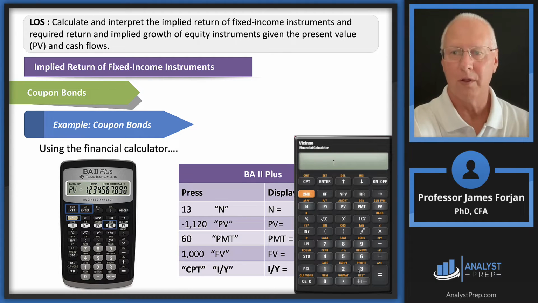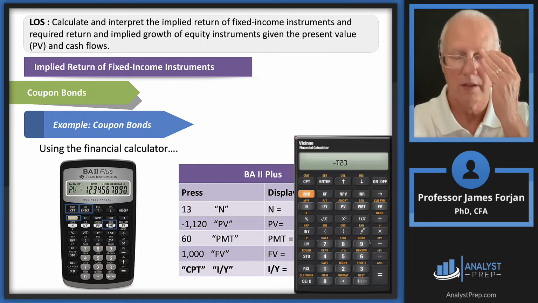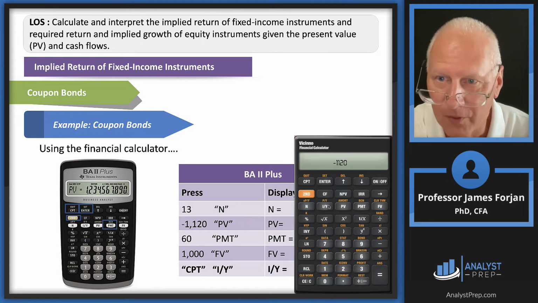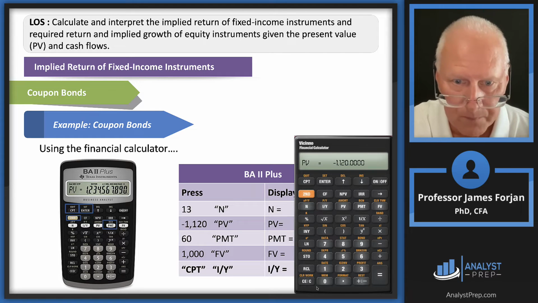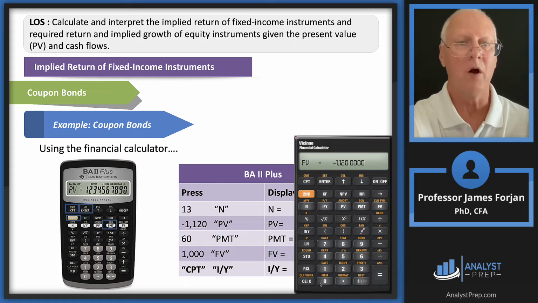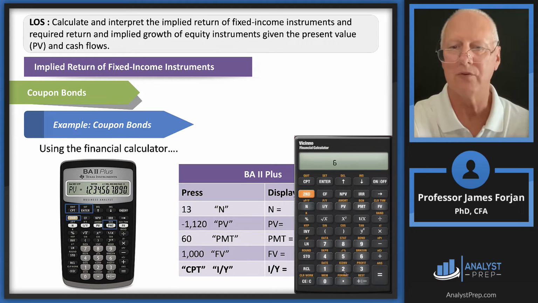So I'll do 13 is N, and 1120, make that negative. That's the present value. What's our coupon payment? What were we told in that previous slide? 6%. So 6% of 1,000 is $60. There's the payment, and a future value of 1,000.